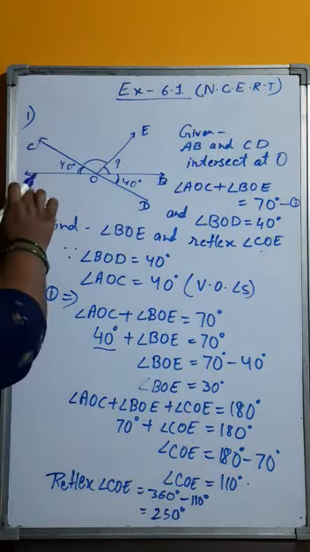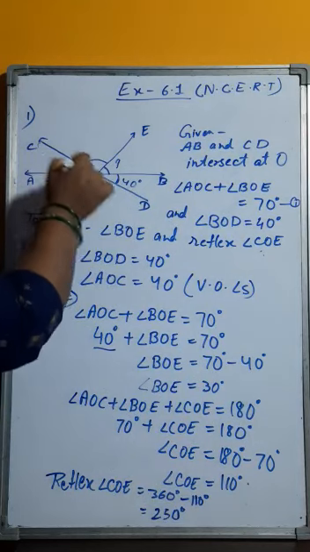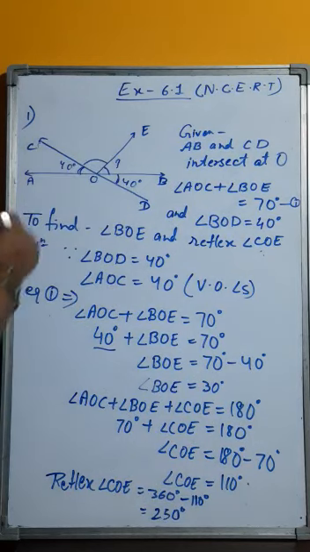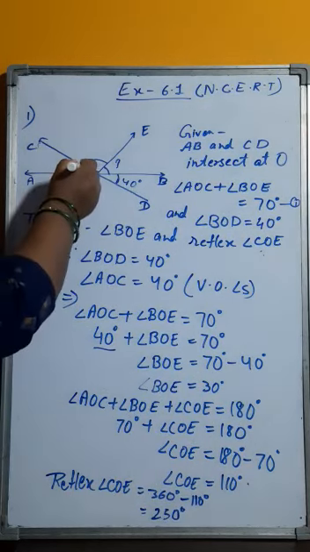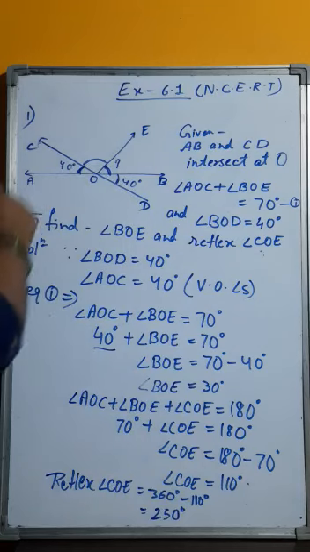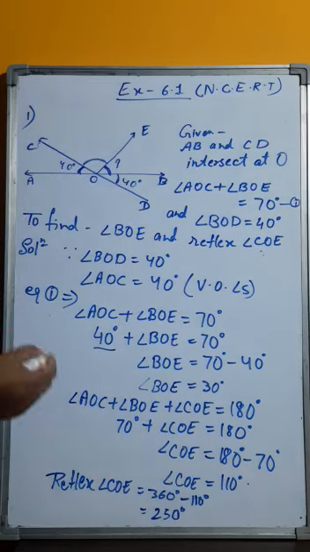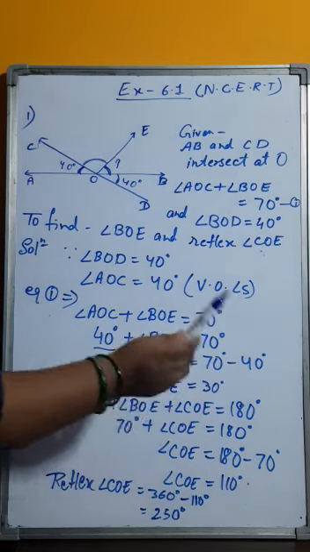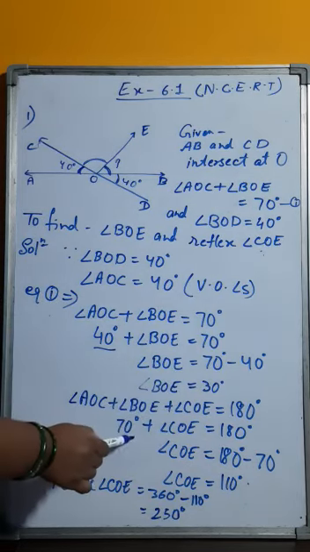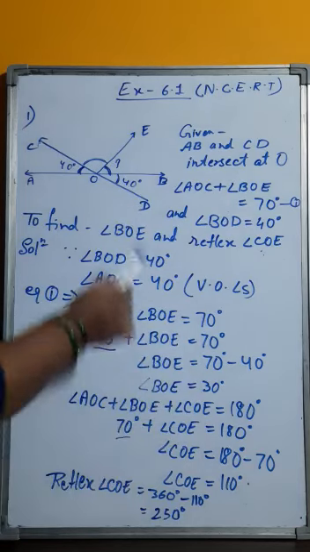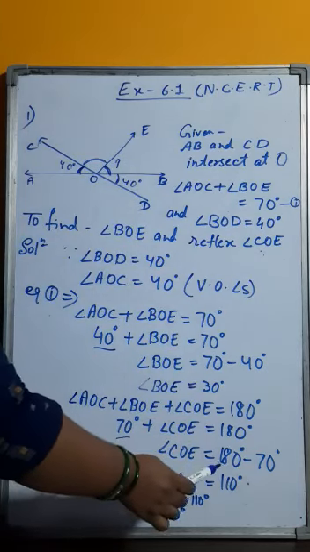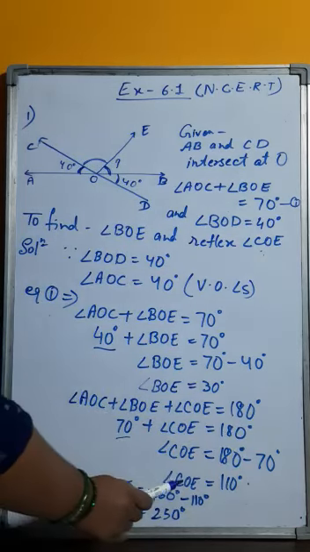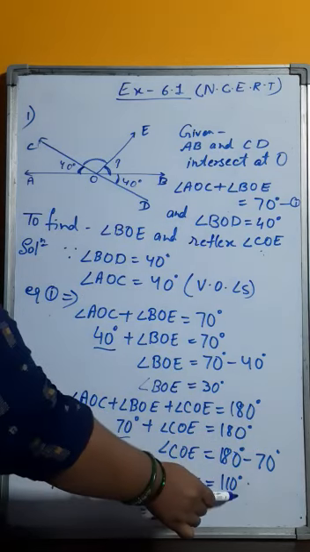Now you see, AB is a line and CO and OE stand on it. So the sum of these three angles will be 180 degrees by linear pair of angles. So we can write AOC plus BOE plus COE is equal to 180 degrees. The sum of these two is 70. So COE can be calculated by subtracting 180 minus 70. So we have COE is equal to 110 degrees.